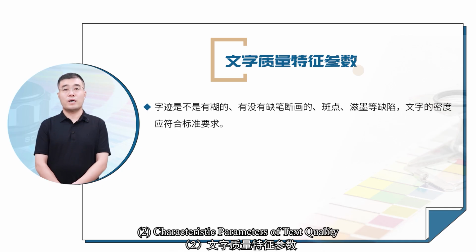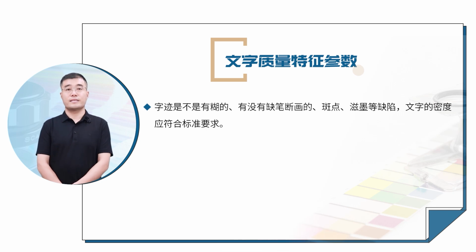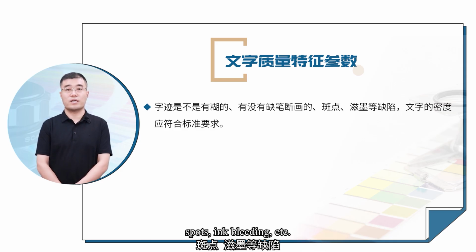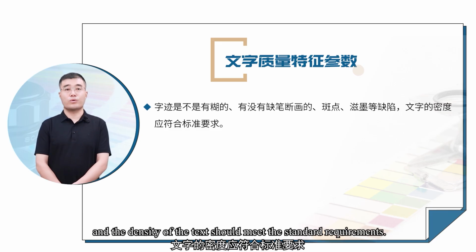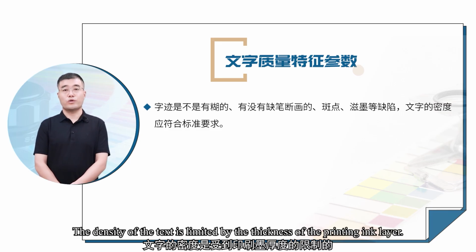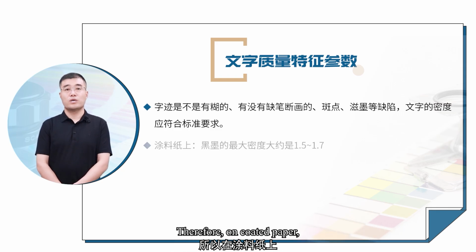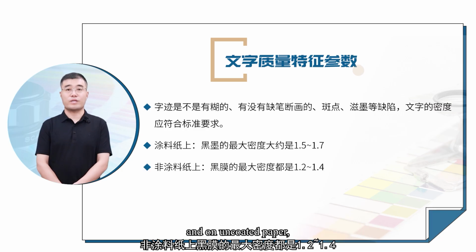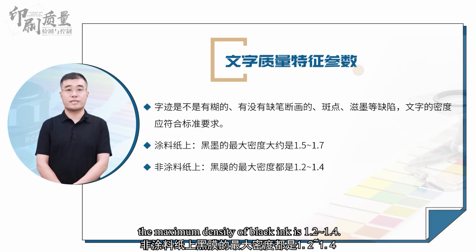Second, characteristic parameters of text quality. The characteristic parameters of text quality can be seen as whether there are defects such as blurred characters, missing strokes, spots, ink bleeding, etc., and the density of the text should meet the standard requirements. The density of the text is limited by the thickness of the printing ink layer. Therefore, on coated paper, the maximum density of black ink is approximately 1.5 to 1.7. And on uncoated paper, the maximum density of black ink is 1.2 to 1.4.